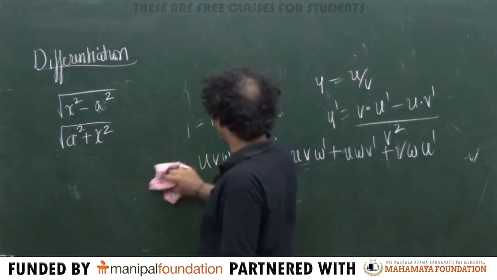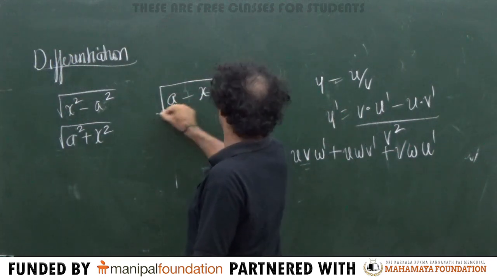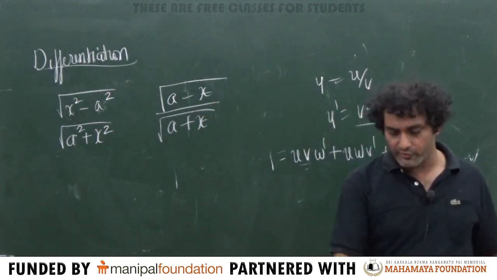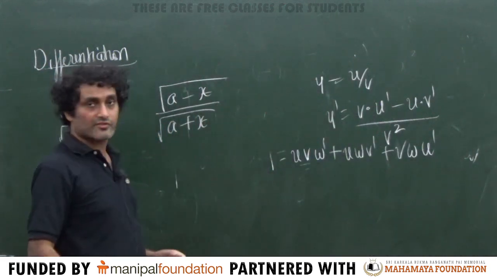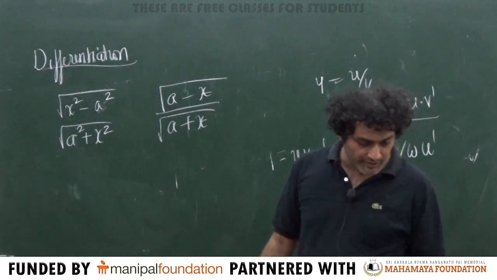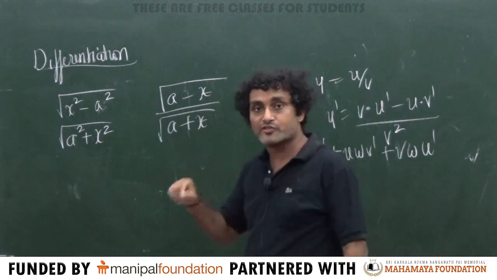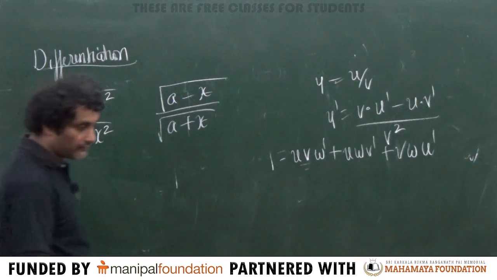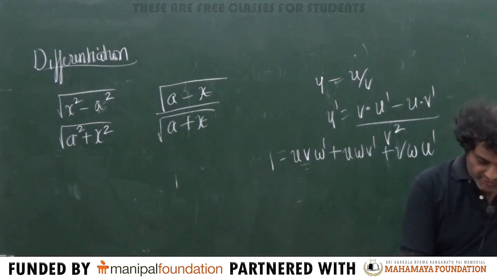What if you have something like this? We had tried in the previous sessions. So the only way you can do it is we know one formula, 1 minus cos 2 theta and 1 plus cos 2 theta. Even if it comes up and down, do the same thing. So put x equal to a cos 2 theta. Put x equal to a cos 2 theta.